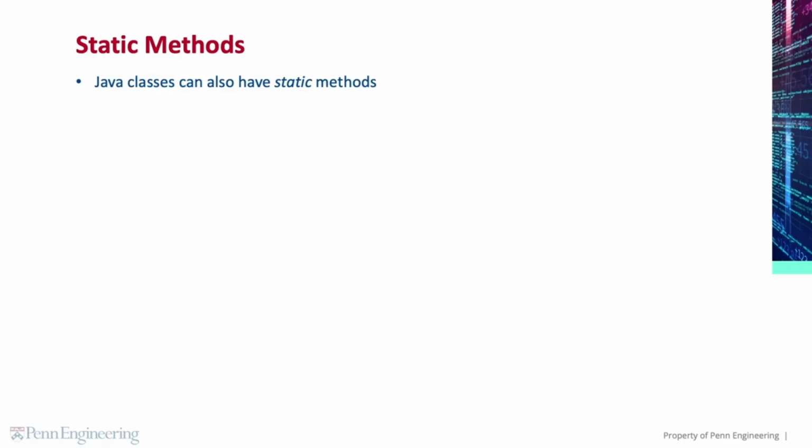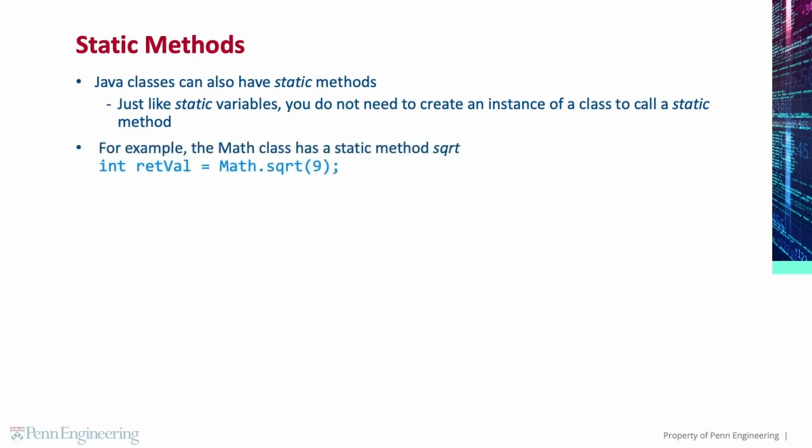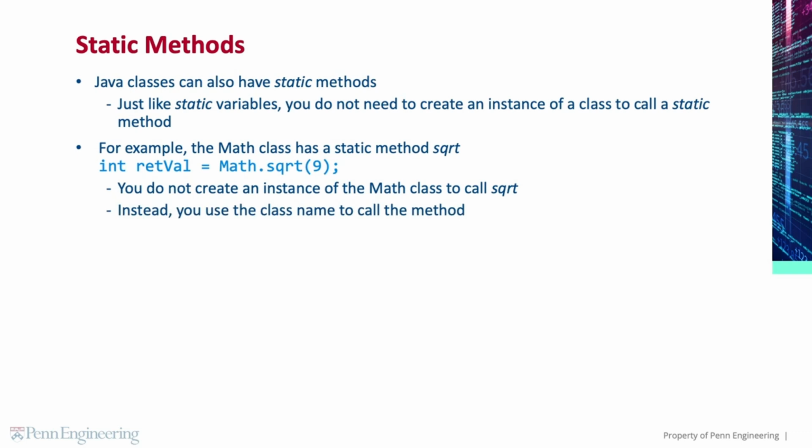Java classes can also have static methods. Just like static variables, you don't need to create an instance of a class to call a static method. For example, the Math class has a static method, square root. You don't create an instance of the Math class to call square root. Instead, you use the class name to call the method.